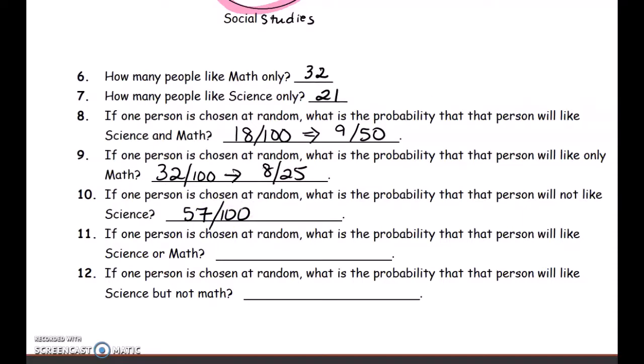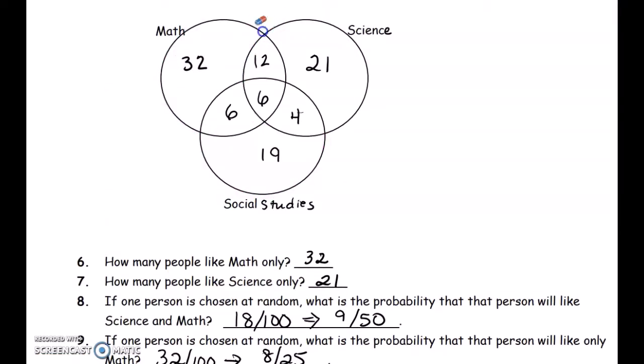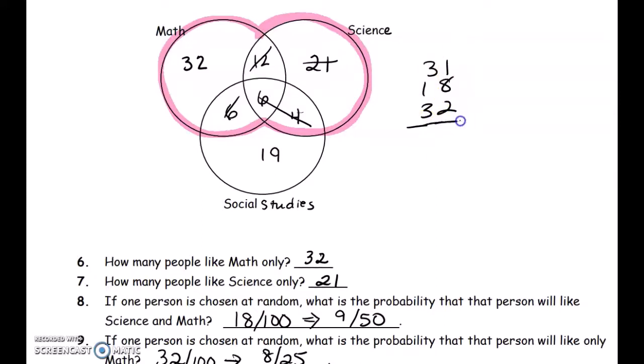And again, we had 100 people surveyed. If one person is chosen at random, what is the probability that the person will like science or math? Remember, "or" in Boolean algebra, and that's what this is, is inclusive. So we're going to have a lot of addition here. So as I add these up, I get 10, 31, and that's 18 and 32. I'm getting 11, 3, 6, 7, 8, 81.